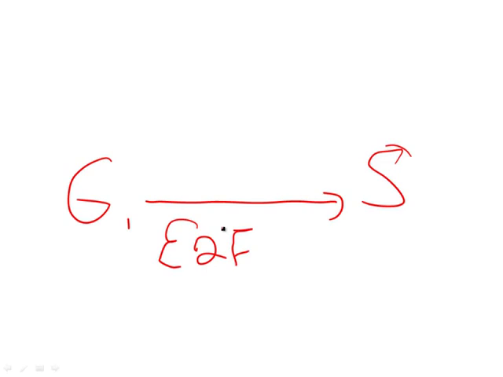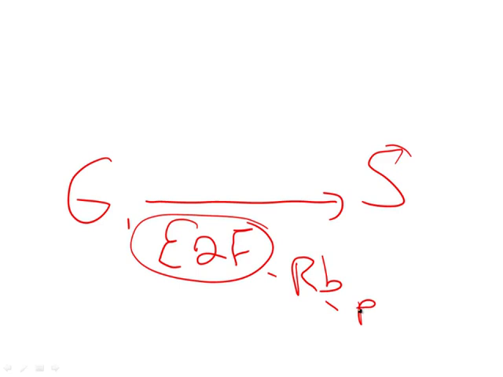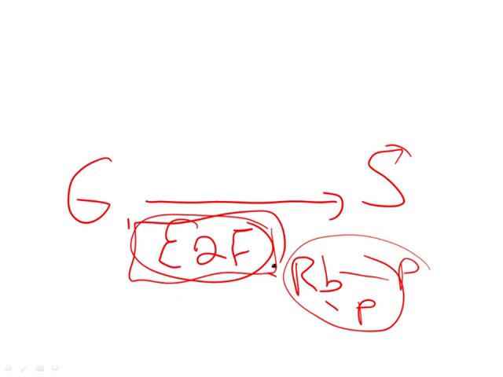So E2F is normally bound by retinoblastoma. And in order for E2F to be released, retinoblastoma must be phosphorylated. And when retinoblastoma is phosphorylated, it becomes very happy, and it releases E2F, and the release of E2F then allows the cell to go from G1 to S phase. So that is sort of the normal function of retinoblastoma.